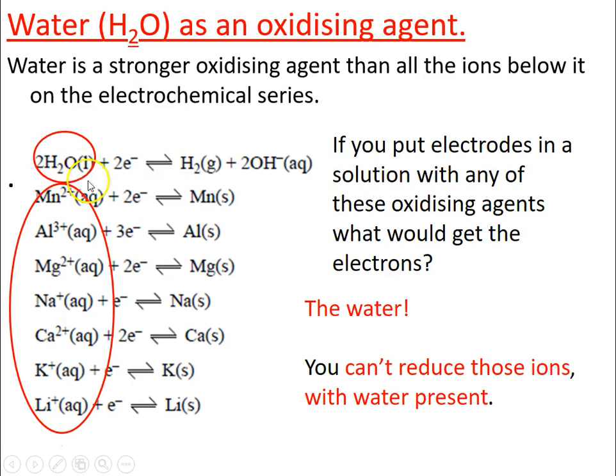So this is a really important thing to note down on your electrochemical series in your data booklet, that the water here, the oxidizing agents right down the very bottom, if it's present, it's the strongest oxidizing agent, and it will react in preference to all of these ions. So you cannot produce these metals if water is present.